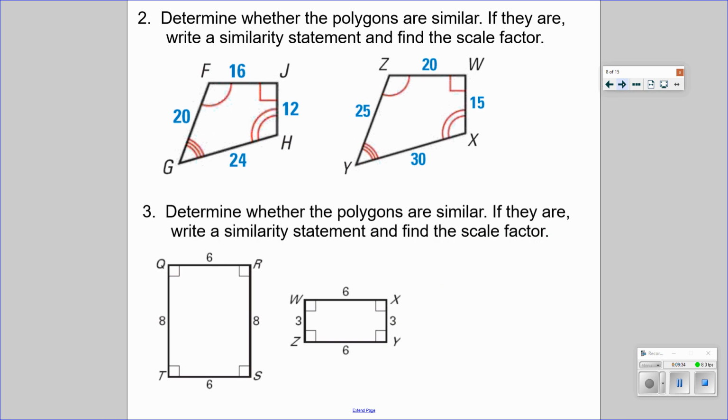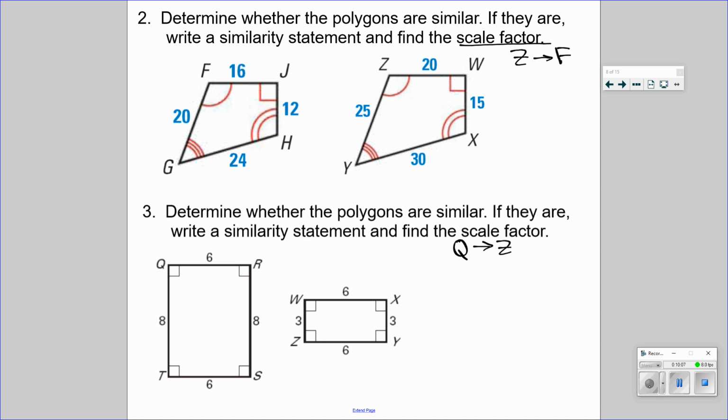So on to this next one. I'm going to tell you the scale factor for this one. I want you to go from the figure that has D to the figure that has F. And on this one, I want you to go from Q to Z. Are they similar? That's your first question. If they are, what is the scale factor, and write a similarity statement.